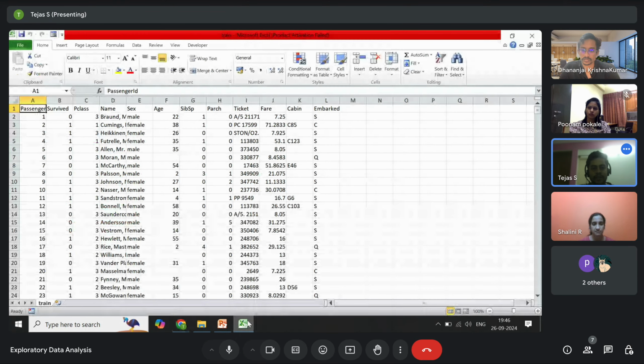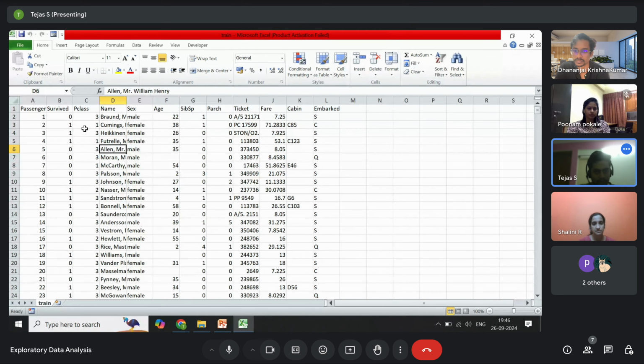Coming to the Titanic dataset, we have around 12 columns here. The first column represents the passenger. Next, whether he has survived or not. If the value is 0, he has not survived. If the value is 1, he has survived. We have passenger class, the name of the passenger, gender, and age. Then this column is for siblings and spouse, and this is for parents and children.